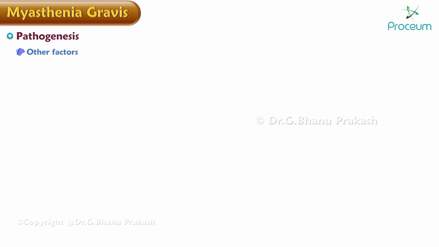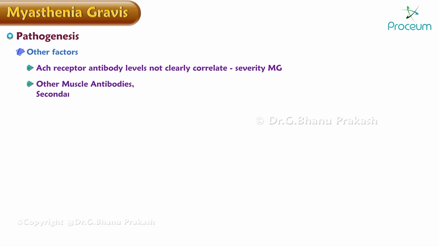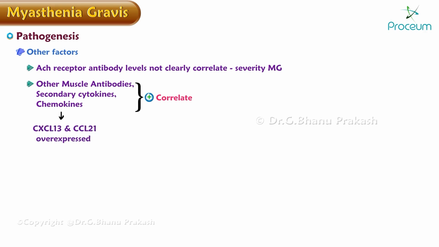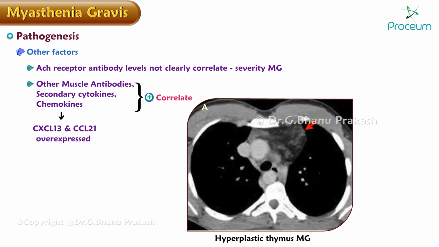Other factors. One important point that needs to be noted here is that acetylcholine receptor antibody levels do not clearly correlate with the severity of myasthenia gravis. Therefore, researchers have identified additional factors, for example, other muscle antibodies, secondary cytokines, and chemokines, that might positively correlate with the disease. As examples, the chemokines CXCL13 and CCL21 are overexpressed in the hyperplastic thymus from individuals with myasthenia gravis and may play a pathologic role in the recruitment of lymphocytes to the thymus.